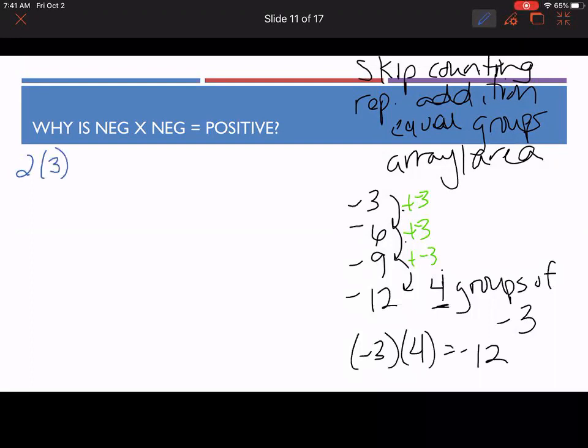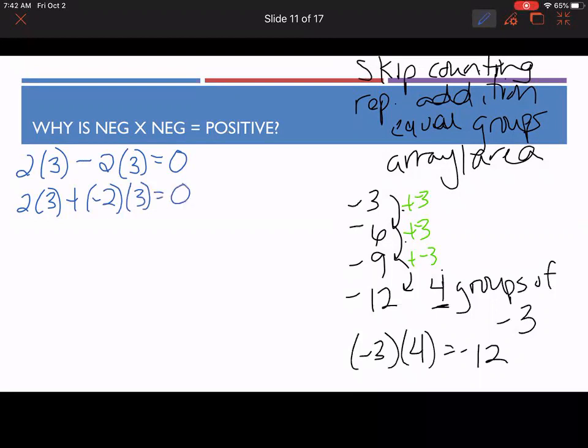We know that that's a +6. So but now I want to take away, right, minus a 2 times 3. And that's going to give me 0, right? And so this is the same as if I added a negative 2 times 3, right?